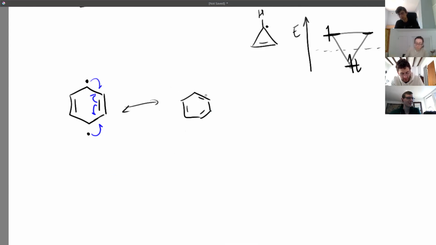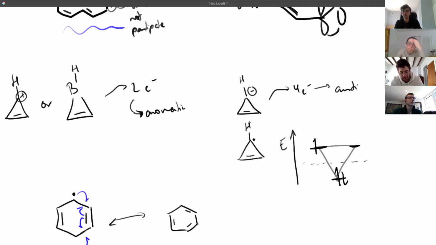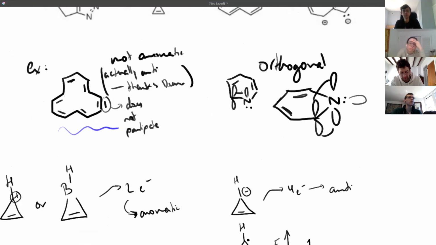I picked benzene because I came up with this on the spot, and I haven't seen any other examples of this ever. But I guess there's no reason why you can't do a diradical that's anti-aromatic either. This would be a really weird question to get, but I suppose there's no reason why you can't.